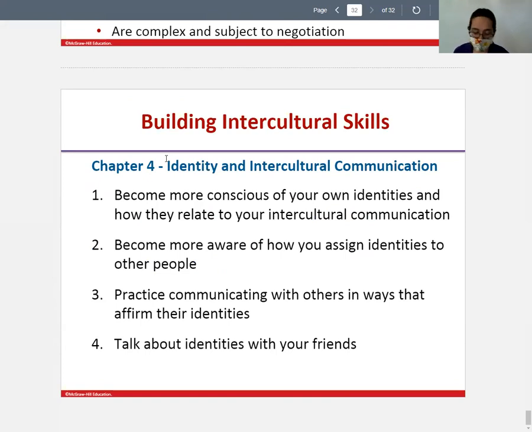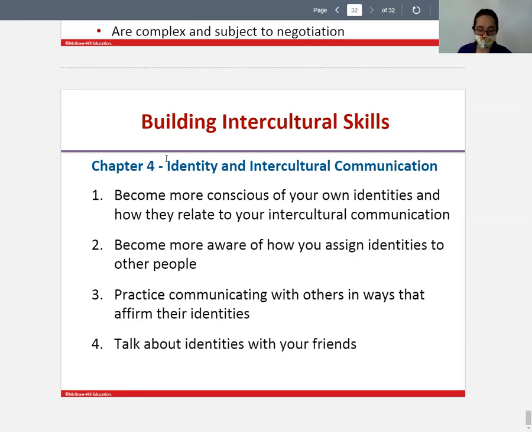So some things that we can do to build these skills. Become more conscious of your own identities and how they relate to how you interact with other people. How do people perceive you based on the identities that you are presenting? Be aware of how you assign identities to other people. So try not to judge people just based on how they look at first. Try to get to talk to them, get to know them, see how they describe themselves before you go ascribing things to them. Practice communicating with other people. That helps affirm who they are.